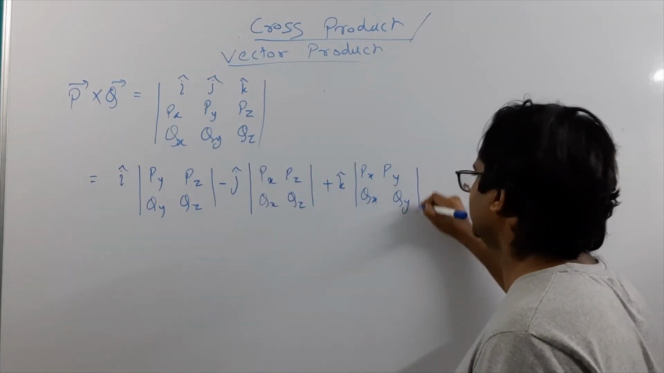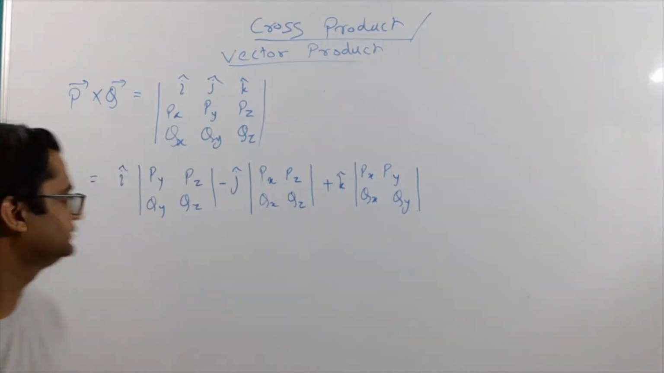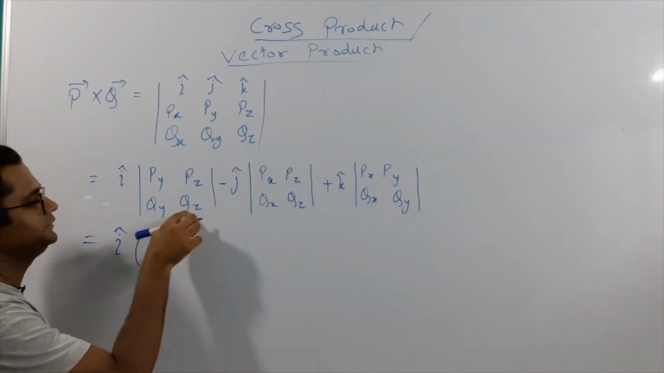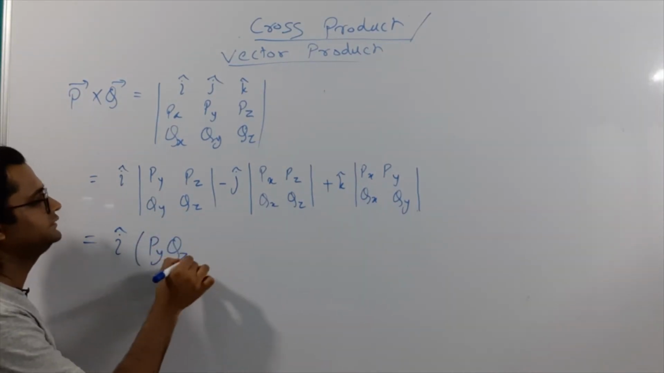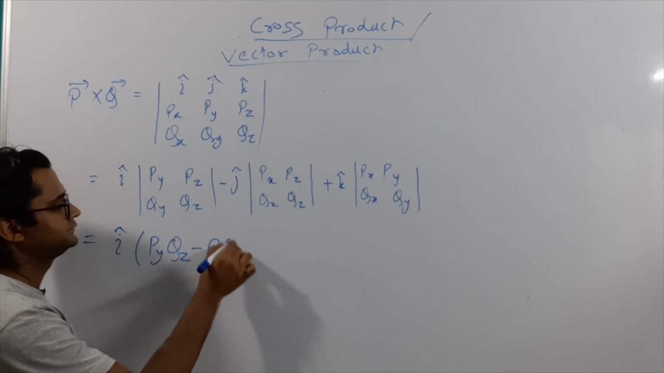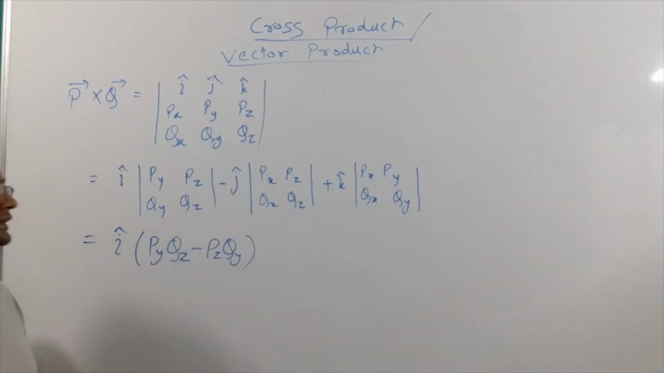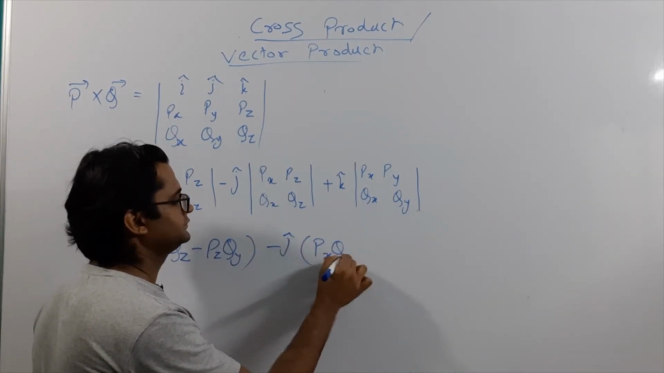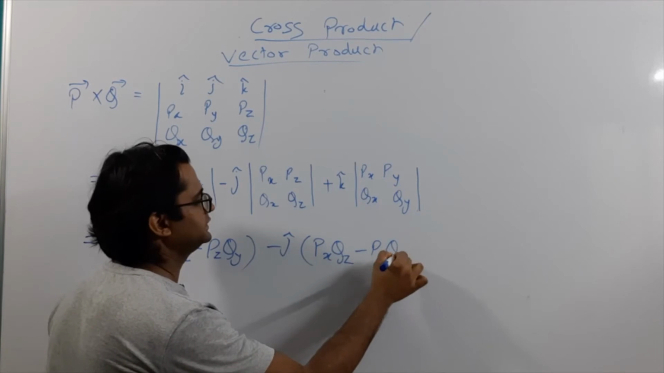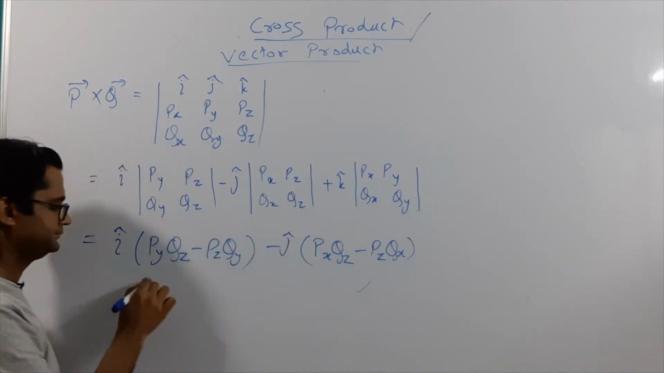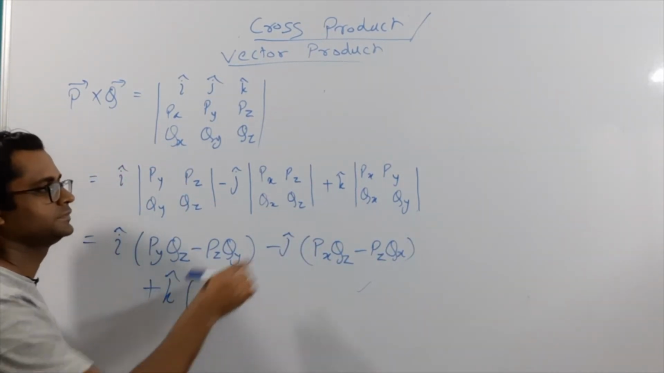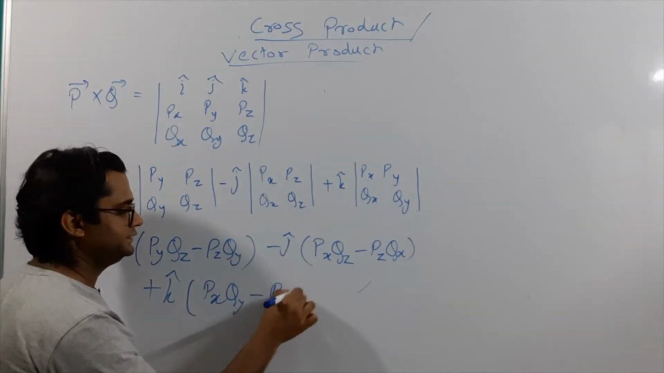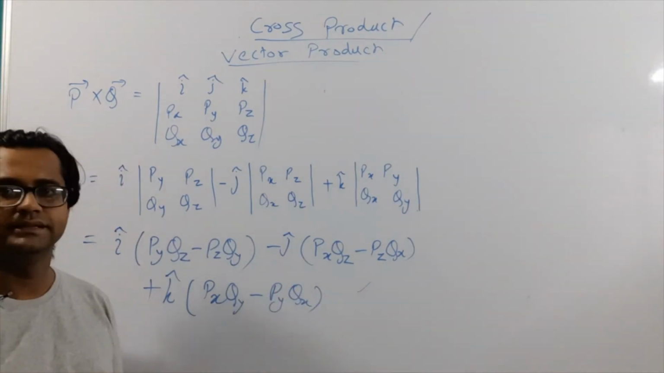Now let us solve this determinant. This is my I cap, cross multiply them: Py Qz minus Pz Qy. Now take this j cap, Px Qz minus Pz Qx, plus k cap, Px Qy minus Py Qx. This is how we expand this determinant.